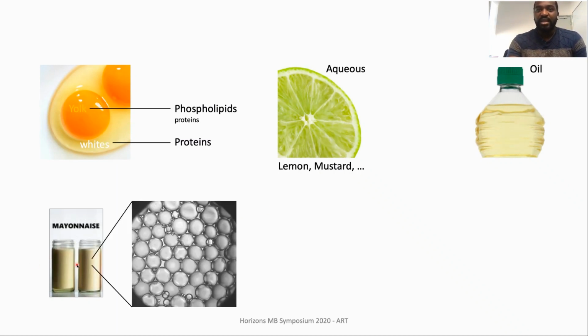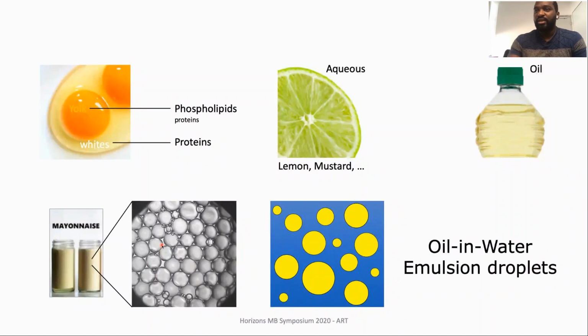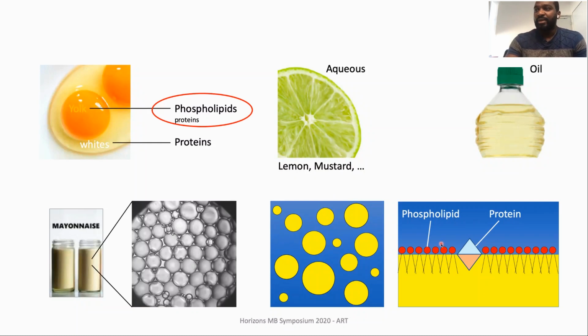And then if you zoom in on the mayonnaise, what you would have is basically many droplets that are packed like this. And these droplets are actually oil-in-water droplets, called an oil-in-water emulsion. And this works because at each of these droplets, you have a phospholipid monolayer and proteins. And that's why when you make mayonnaise, you have to take the yolk, not the white.